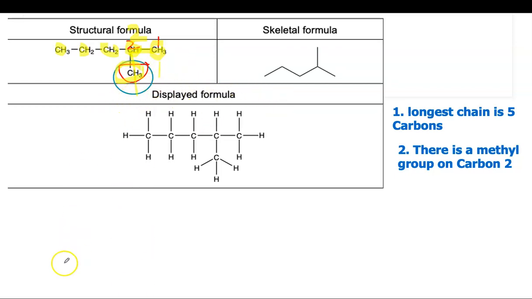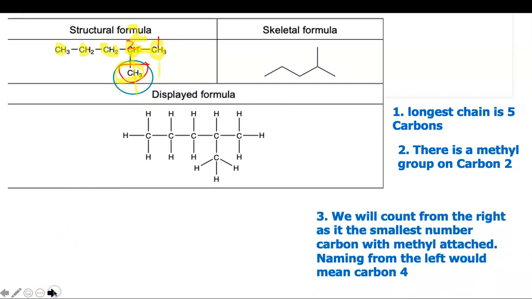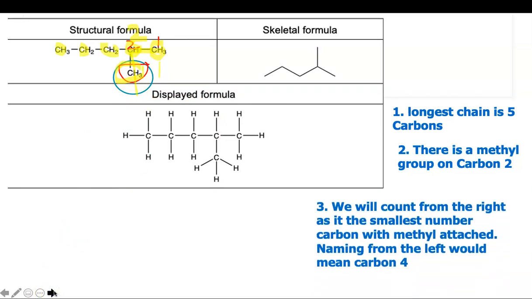I've ringed it as well. And then we will count from the right, as methyl is on carbon 2. And we name this as 2-methylpentane. It could have been 4-methyl if I started from here: 2, 3, and then this one would be my 4. But 4 is bigger than 2, hence 2-methylpentane. Let's go to the next one.